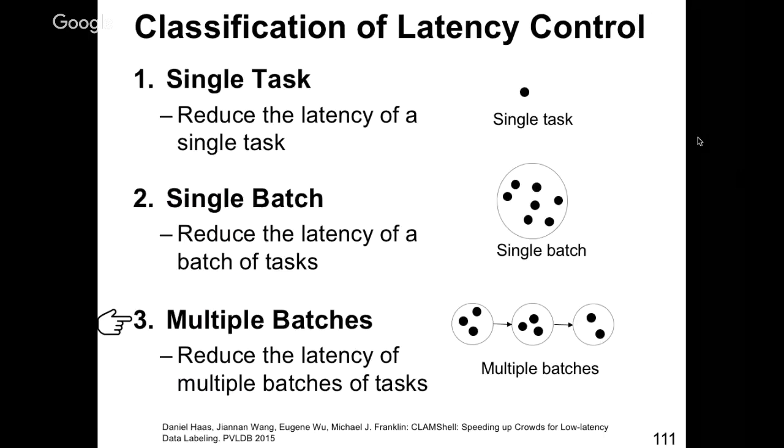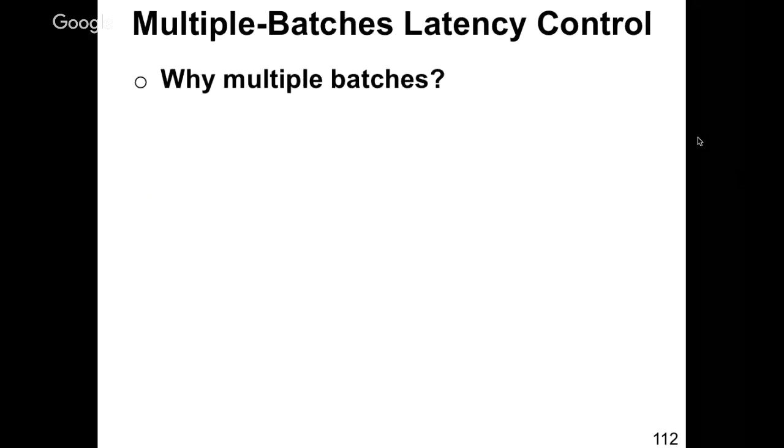Okay, so I talked about how we can reduce the latency for a single task, and how we can reduce the latency for a single batch of tasks. Now I'm going to talk about how we can reduce the latency for multiple batches. Before we talk about that, let's think about why we need multiple batches. Why can't we just publish all the tasks at once?